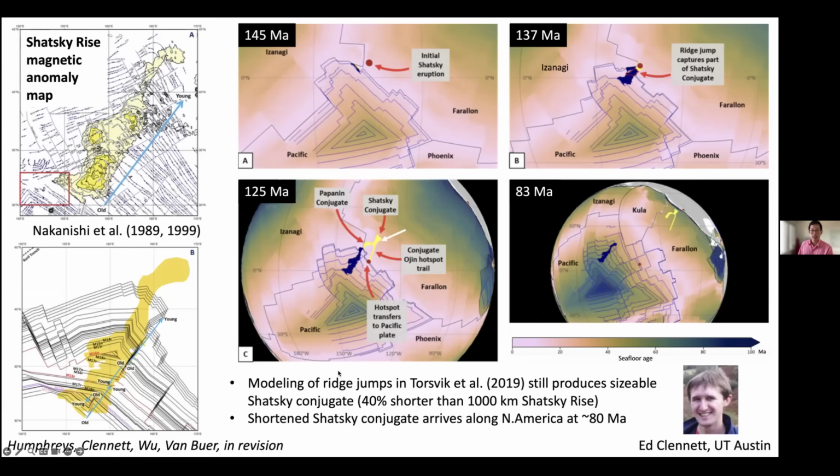And what Ed has done is he's shown that modeling of ridge jumps still produces a sizable Shatsky conjugate. It's not as big as the Shatsky that we see today. It's about 40% shorter, but it's still sizable. And if we put this into a plate reconstruction, this shortened Shatsky conjugate would arrive along North America around 80 million years ago, assuming straightforward plate tectonic assumptions.